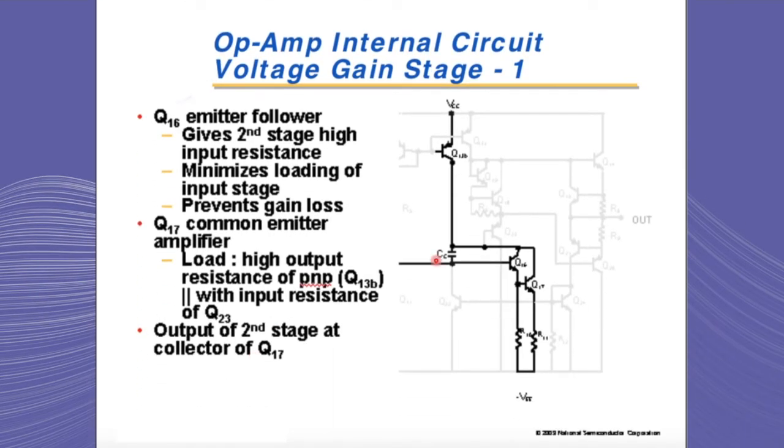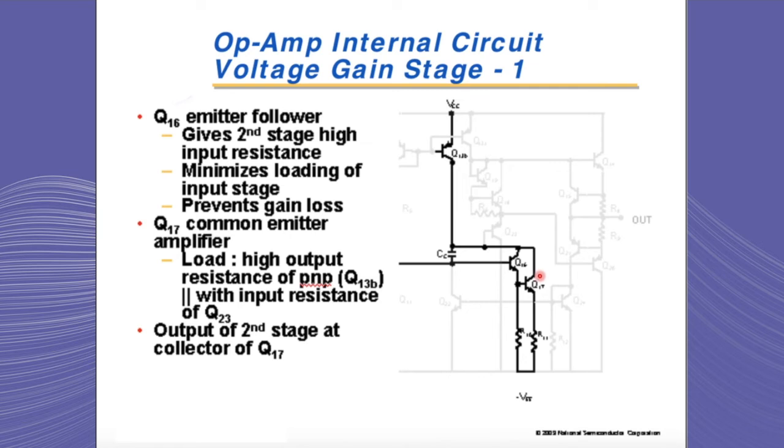As we can see, signal from the collector of Q6 is fed into Q16's base. Q16 is connected as an emitter follower, which gives the stage a very high input impedance. Since it minimizes the loading of the input stage of the amplifier, it prevents gain loss at this stage. Q17 is connected as a common emitter amplifier.